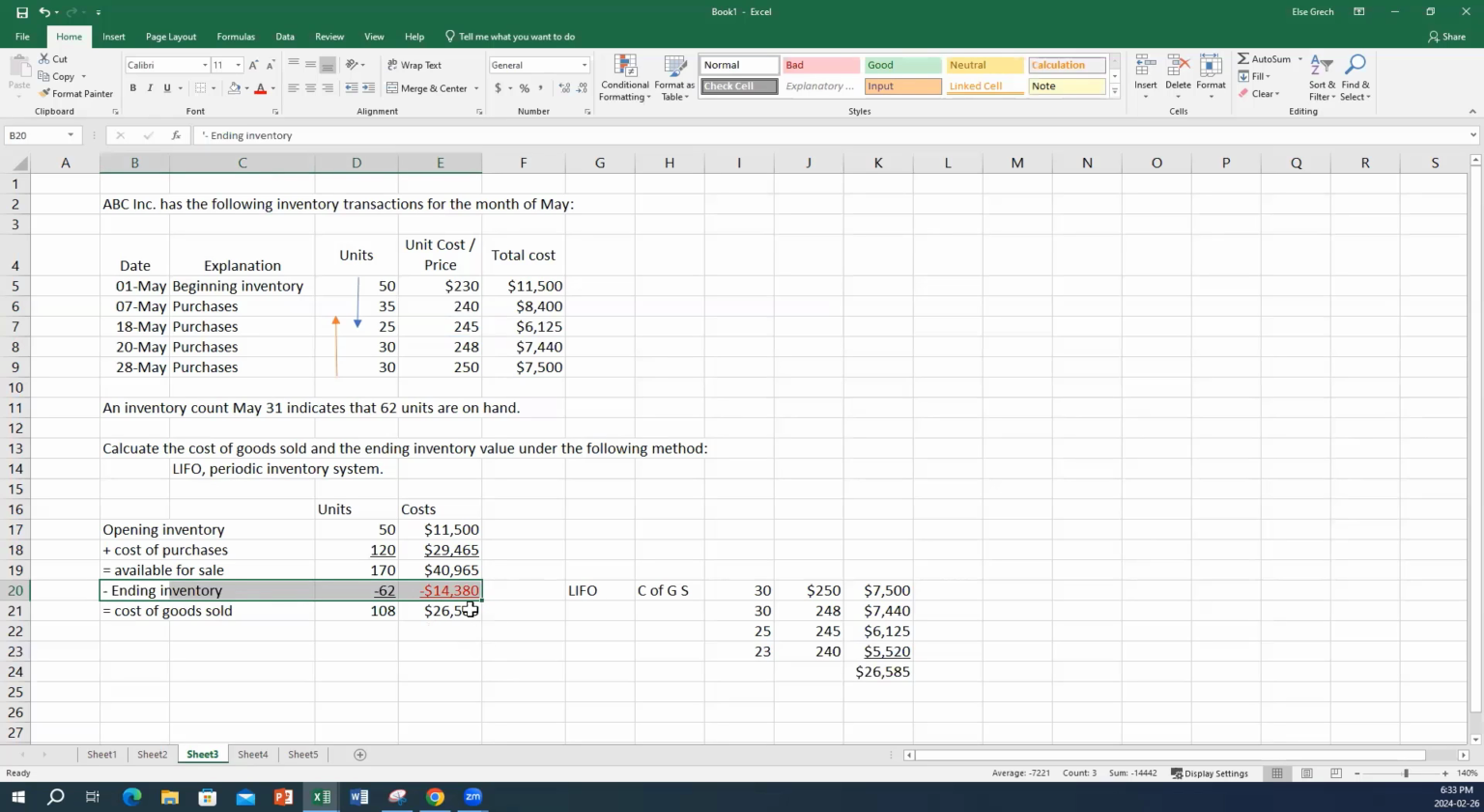So remember, if I want to calculate the ending inventory, I'm always going to start at the top and go down. If I want to calculate the cost of goods sold, I'm going to start at the bottom and go up. That's how to calculate the cost of goods sold and the ending inventory under the LIFO system, periodic inventory.